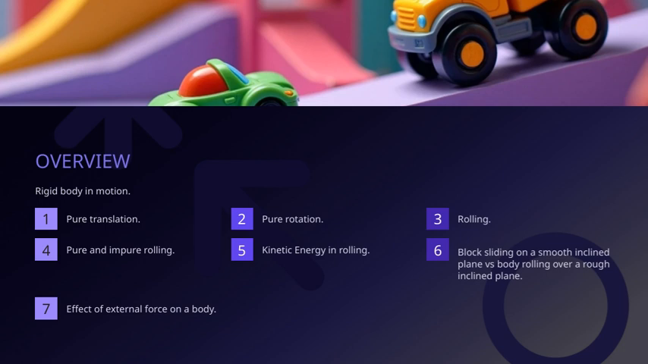Impure rolling involves slipping, which introduces additional energy considerations. On the other hand, pure translation refers to a body moving without any rotation, just sliding along the surface. Finally, all these concepts tie back to the fundamental idea of a rigid body in motion. Understanding how forces and surface conditions affect the motion helps us grasp the underlying physics of rolling and sliding, which is vital for many practical applications.